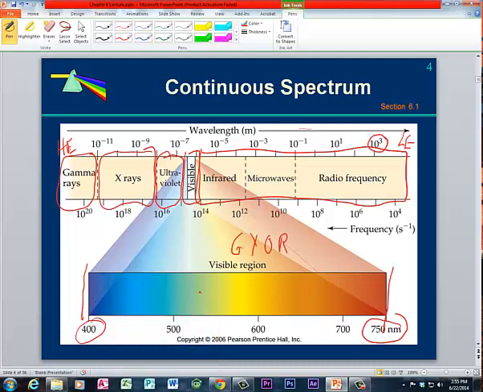Roy G. Biv, to try and remember this, and that just stands for red, orange, yellow, green, indigo. Who knew that was indigo? And finally, violet is right here. So Roy G. Biv says red, orange, yellow, green, blue, indigo, and violet. Red being the lowest energy and violet being the highest energy in the visible part of the spectrum.